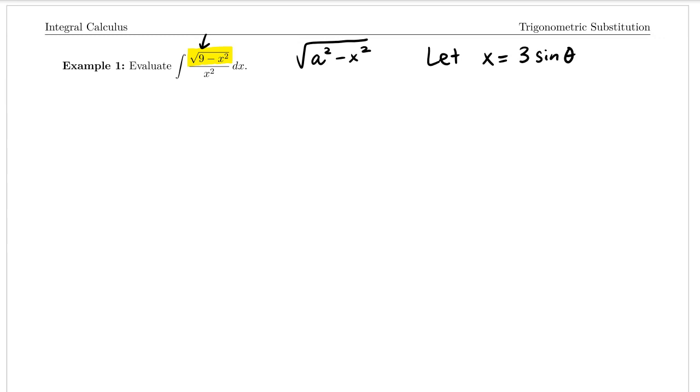And now we're going to proceed by taking the derivative. So dx d theta is equal to 3 cosine of theta. And then if I solve for dx, if I get my differential, then dx equals 3 cosine theta d theta. So typically for my classes, I am okay with students skipping this step.